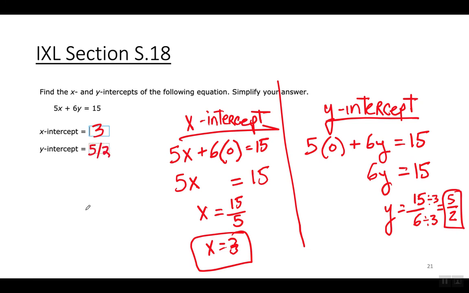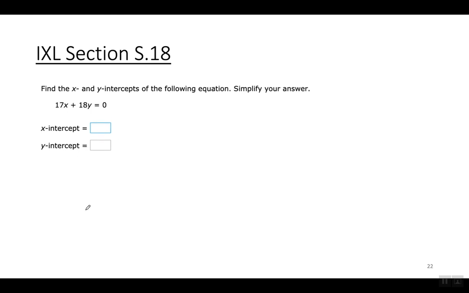All right, and let's do one more. I believe this is the last one. So to find the x-intercept, look, I could just tell because this is 0 that they're both going to be 0, but I'll go through them anyway.